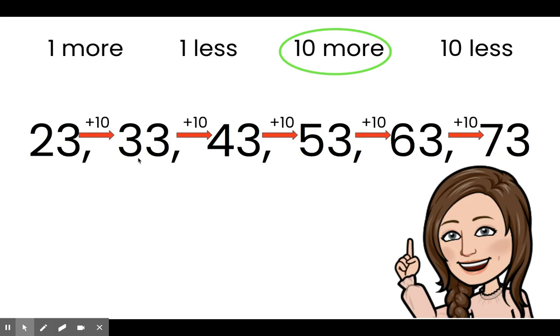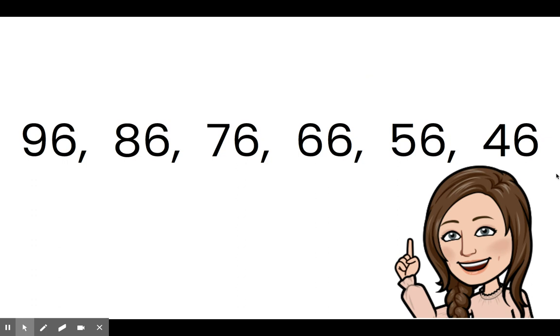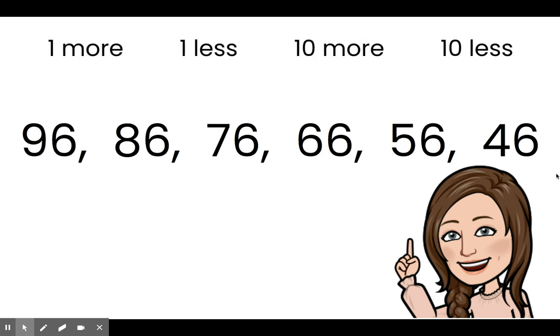23 plus 10, 33. 33 plus 10, 43. 43 plus 10, 53. 53 plus 10, 63. And 63 plus 10, 73. Here's another pattern. Look closely. Can you tell me which pattern rule we're using?